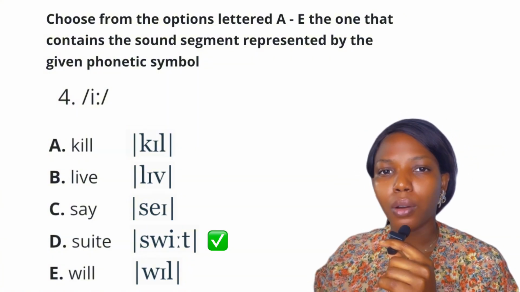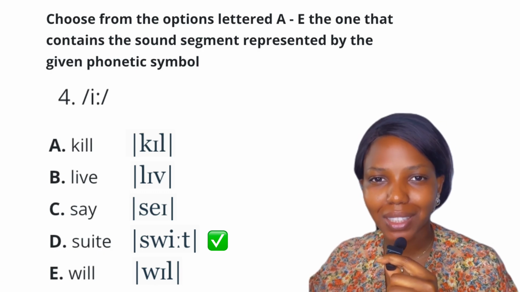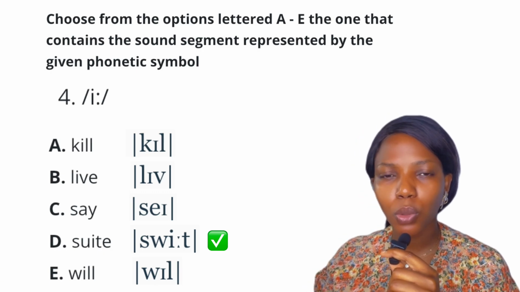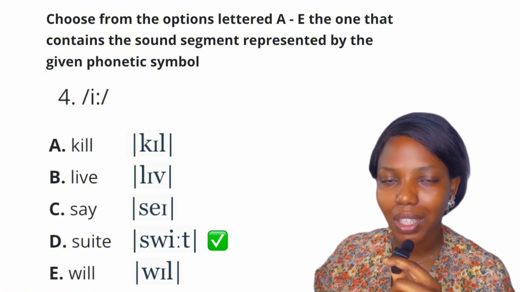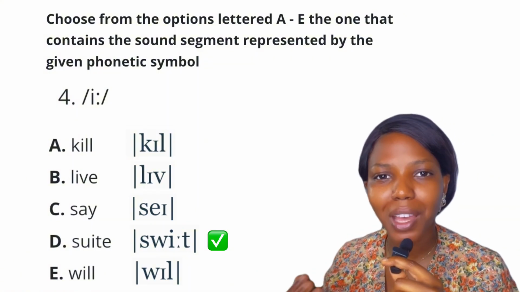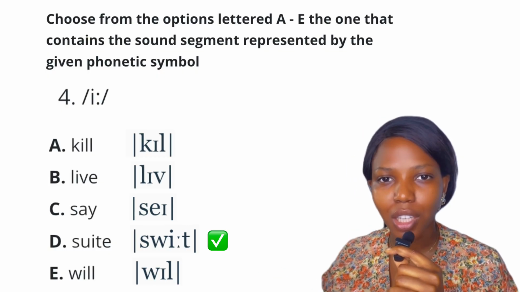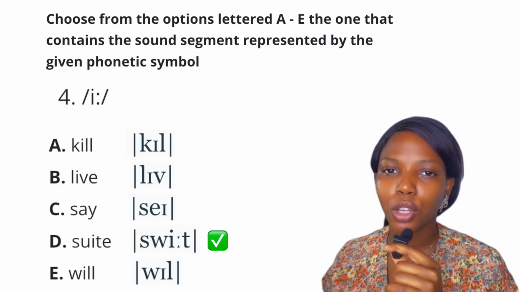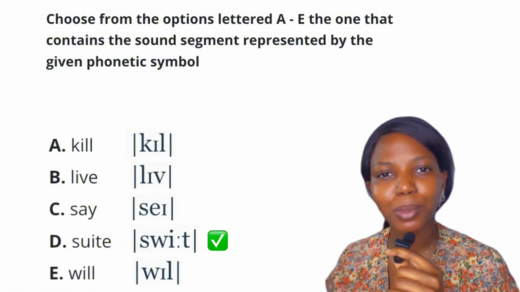Okay, now what we have in option D is sweet. You can consider this as an exception. So examiners know that this word is one of the common mispronounced words among Nigerians, and that's why we have it here in the first place. So you need to unlearn what you know and relearn. Okay, so this word is pronounced sweet. Okay, same pronunciation with s-w-e-e-t.